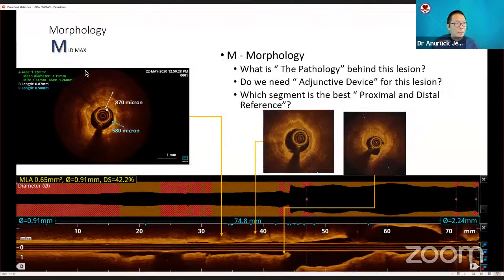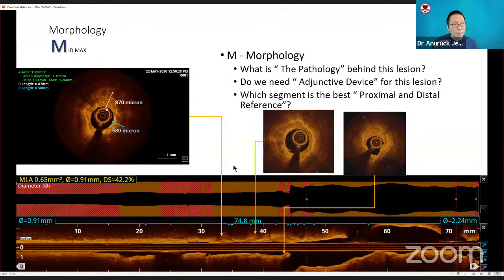This is what morphology tells us, from the first M of the MLD MAX. M is for morphology. You have to know the pathology behind the lesion. You have to make the decision, after you see the pathology, whether you need an adjunctive device. For this lesion, after you do the rotablator, you can measure the thickness of the calcium, which is still more than 500 microns, and the length is more than 5 millimeters, because from 30 to 40 is 10 millimeters long. So from the longitudinal view, you can see the calcium along that part.